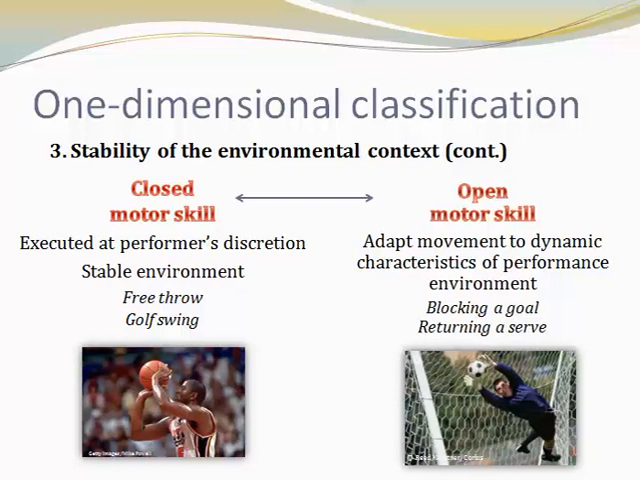So for example, two sport examples are blocking a goal. Any type of goalie would be performing an open motor skill because every attempt at goal most likely is slightly different, and you can't necessarily predict 100% what is going to happen, although very skilled individuals can make some predictions based on body movement of the other performer who's kicking the ball or hitting the goal.